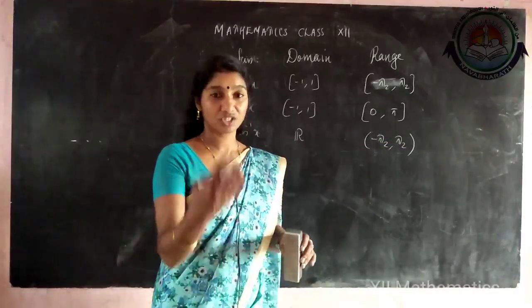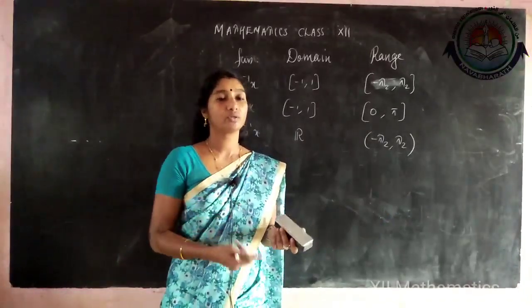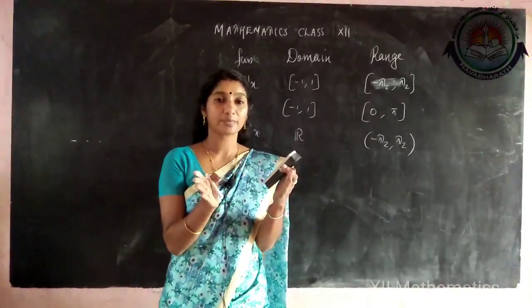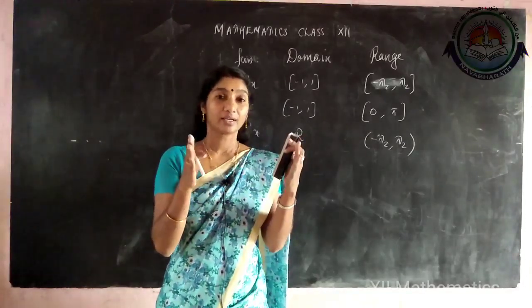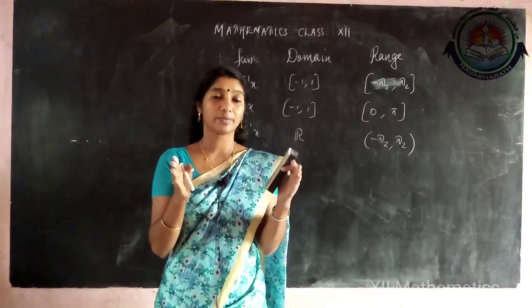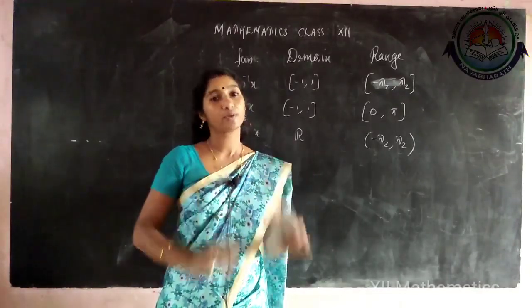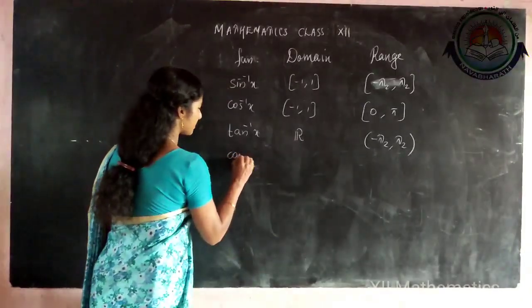For the domain of tan x, if we take the full domain, it will not be one-one and onto. So we restricted the domain to minus pi by 2 to plus pi by 2. And if we take a closed interval, it is not defined at the values minus pi by 2 and plus pi by 2. That is why it is an open interval. Clear?